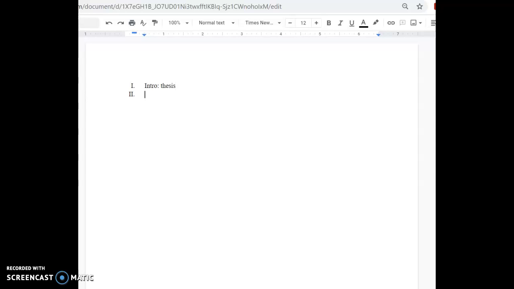So Roman numeral 2, that's going to be your body paragraphs. You should have 3 body paragraphs. So that's going to be your 3 pieces of evidence that you get from your sources. So if my thesis is, what are the most violent dog breeds, or if I want to be specific about that dog breed and say, are pit bulls as violent as they're claimed to be? I'm going to do my research on that, right?